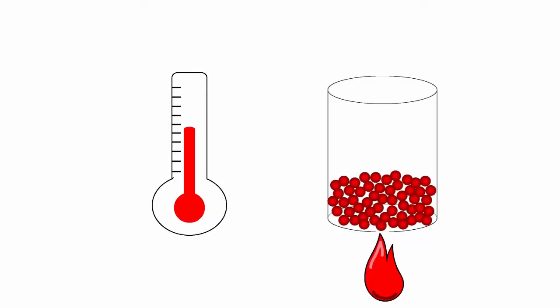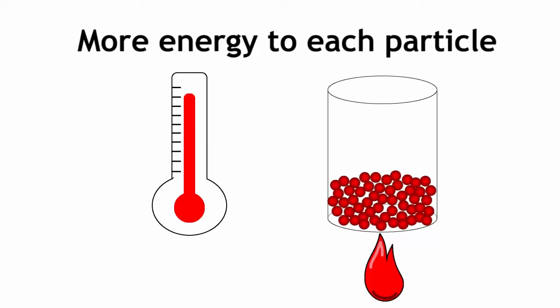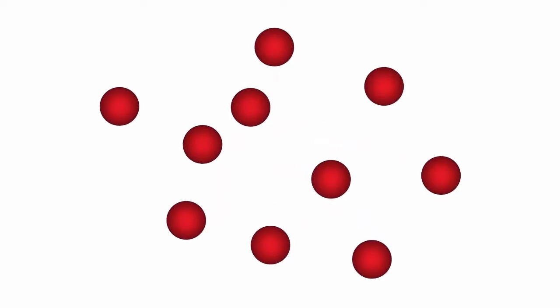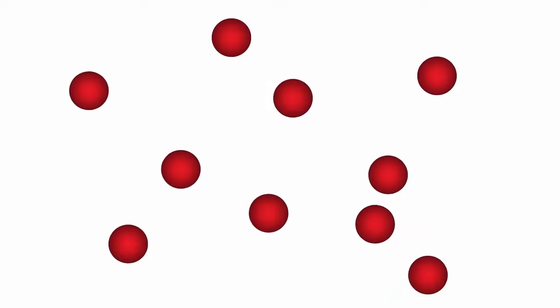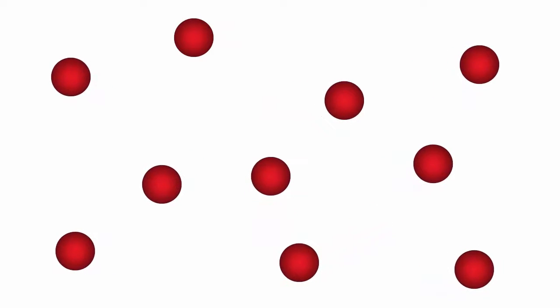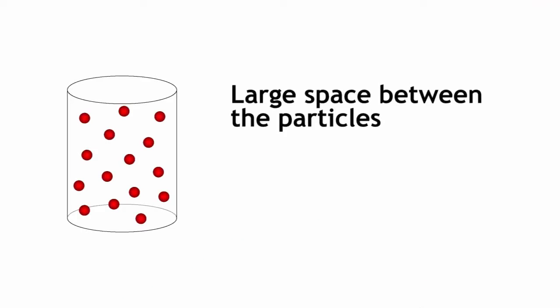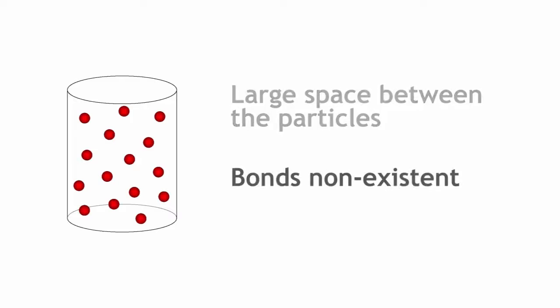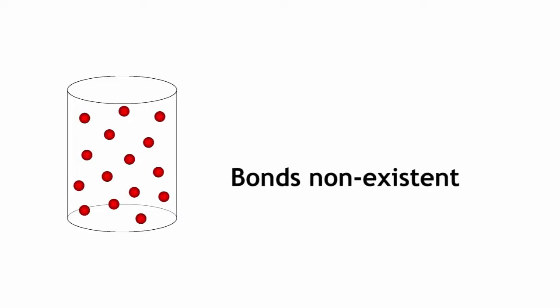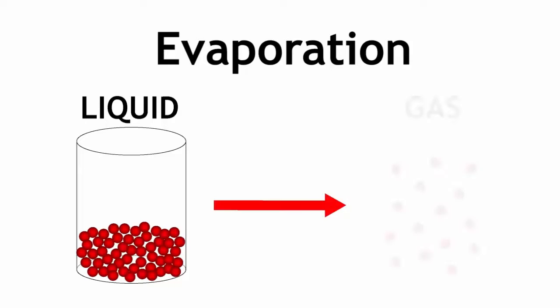If you continue to heat the particles, they will gain yet more energy and move more freely. The atoms spread out. Now free to move, the particles move right away from each other. Imagine the particles whizzing around at great speed. The space between the particles is very large, and the bonds now non-existent. We call this evaporation.